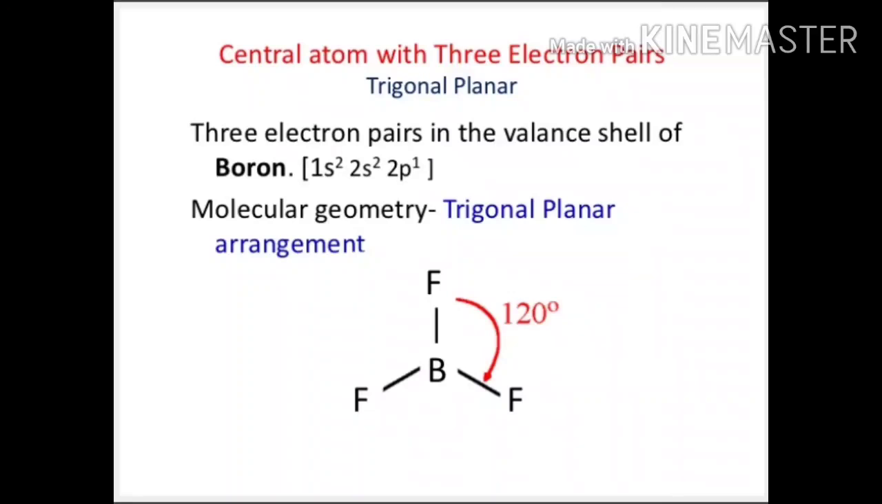Next example is boron trifluoride. In this molecule, boron is the central atom and it has 3 valence electrons, and all the valence electrons are involved in the formation of bonds with fluorine atoms, so there are 3 bonded pairs of electrons. In this molecule, no lone pair is present, so the shape of the molecule is trigonal planar and the bond angle is 120 degrees.